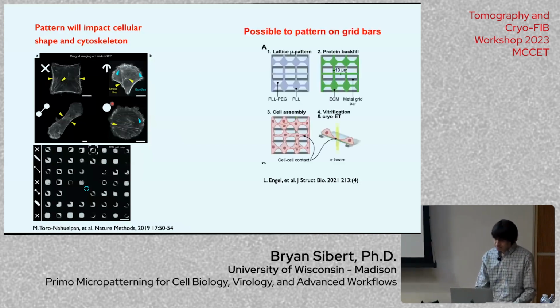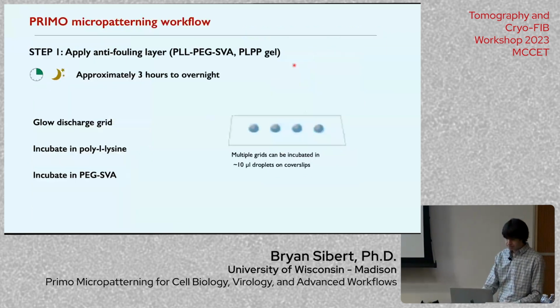Another thing is that you can be creative. Here they wanted to look at cell-cell contacts, so they designed their patterns on the grid bars with the hope that two cells would adhere to the bars, and then the cell-cell contacts would occur in the center of the grid squares afterwards. So again, with the PRIMO system, it's highly versatile. Anything you can think of, you can basically design.